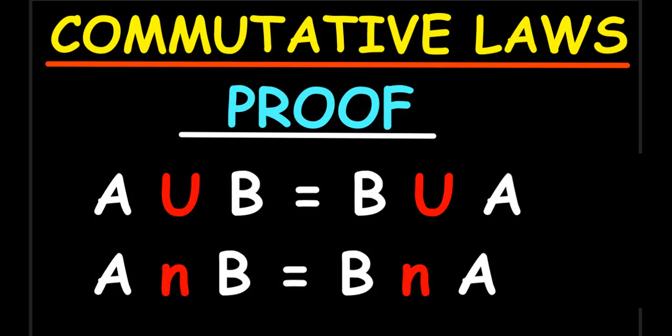In this session, we're going to talk about commutative laws. Now, we're going to prove these two laws: A union B is equal to B union A, and its counterpart, A intersection B is equal to B intersection A. So, let's start with the first one. We have A union B is equal to B union A.